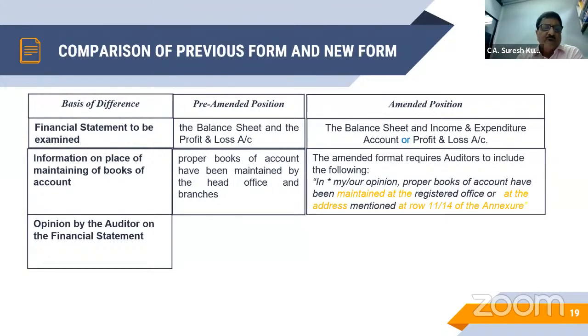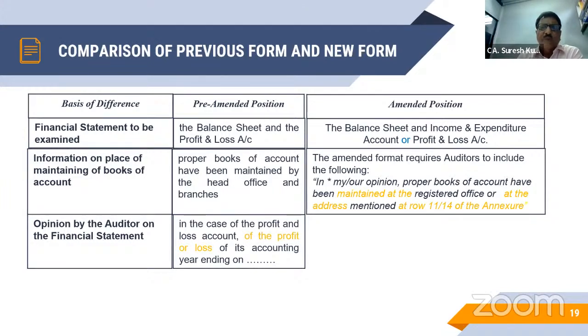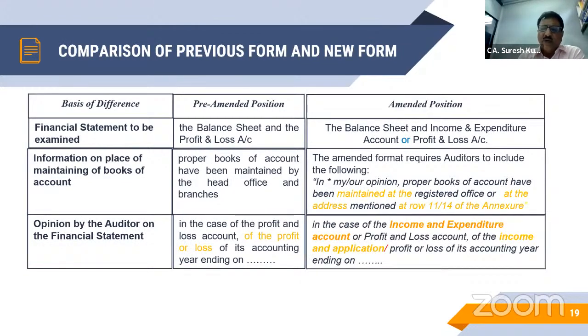Now, the opinion of the auditor on the financial statement. Earlier, he had to express the opinion on the profit or loss in the case of a profit and loss account, because the word used was profit and loss account. But now, because the word used is income and expenditure account, they are saying that in the case of an income and expenditure account or a profit and loss account, the auditor has to certify the income and application, or the profit and loss, of its accounting year ending on such date. Now we have to notice that the financial statement is defined as income and expenditure account, but the auditor has to certify the income and application. Application, we all know, is much more than expenditure because it includes capital expenditure and repayment of loan. So how can an auditor certify income and application during the year from a traditional income and expenditure account? Again, this issue needs to be examined.